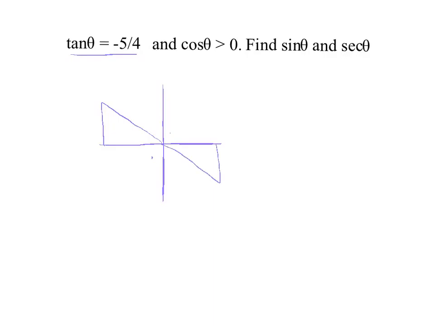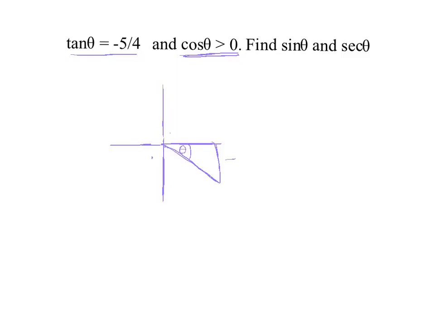Now I can't have both triangles. I need only one triangle to do this. So then I go to my next piece of information, that cosine is positive. Remember, cosine's the x value, and so it's going to be positive in the fourth quadrant. It is not going to be positive in the second, so we can get rid of that one. So that means we are only working on this triangle in the fourth quadrant. We can put our angle in there, and then we fill it out.